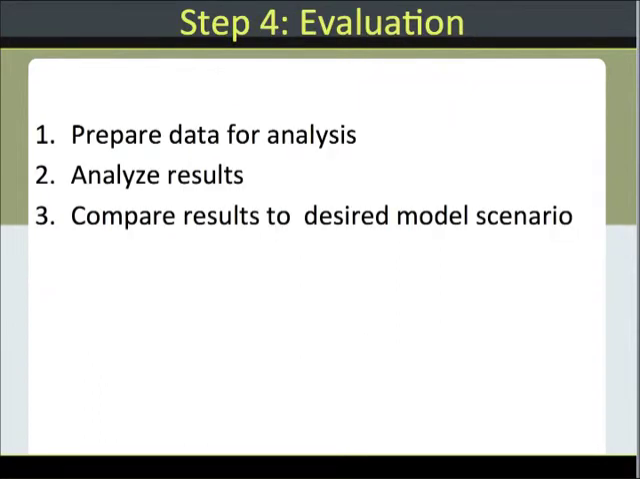During the evaluation stage, you will perform three key tasks: preparing your data for analysis, analyzing your results, and comparing your results to your desired scenario.